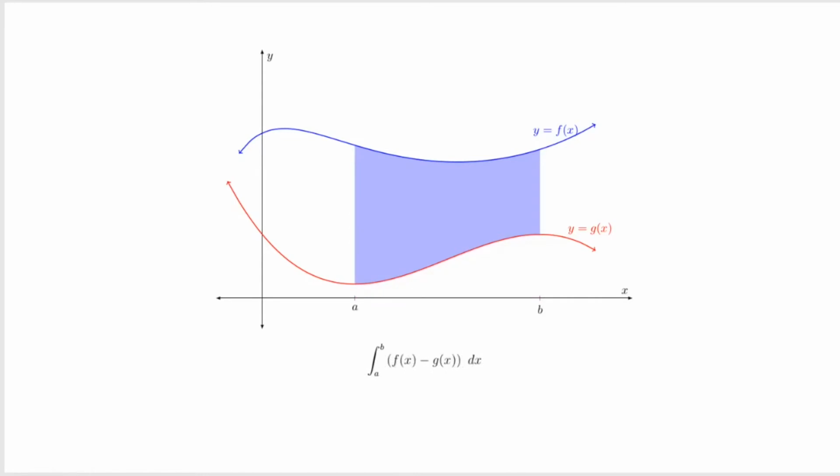And we can simplify that a little bit using the properties of definite integrals. That's just the integral from a to b of f of x minus g of x with respect to x, or in other words, the integral of the top curve minus the bottom curve.